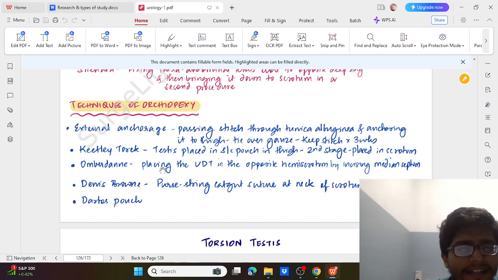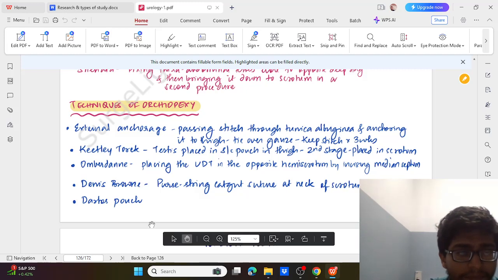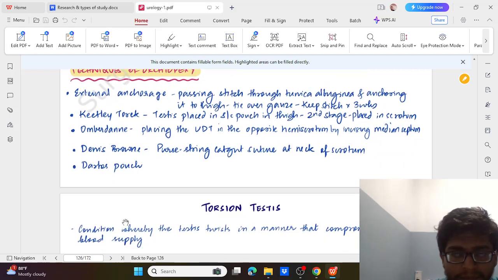Then we have Ombredanne technique, where the undescended testis is placed in the opposite hemiscrotum by an incision in the median raphe. And Dennis Browne, where a purse-string catgut suture is used at the neck of the scrotum. And lastly, we place it in the dartos pouch.